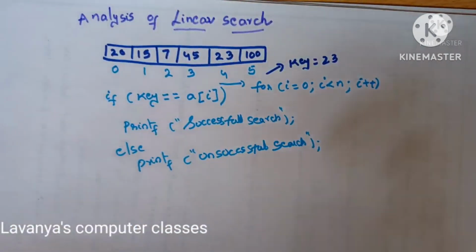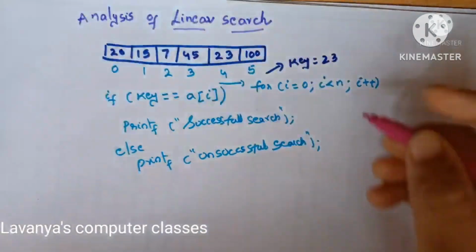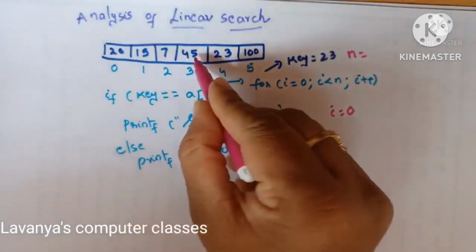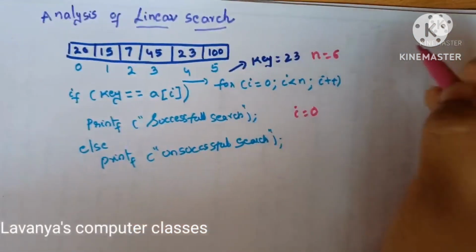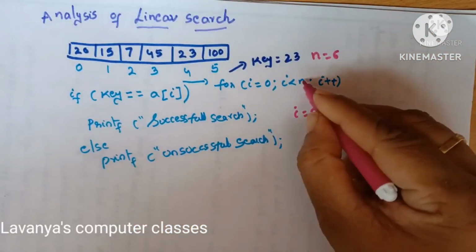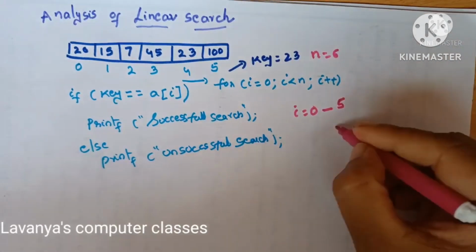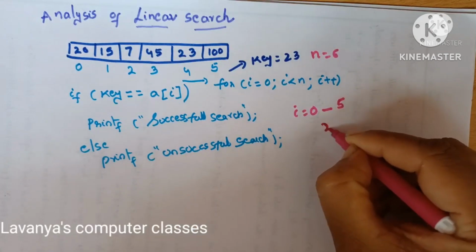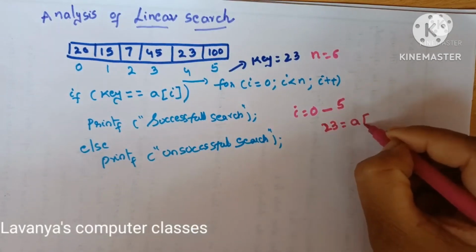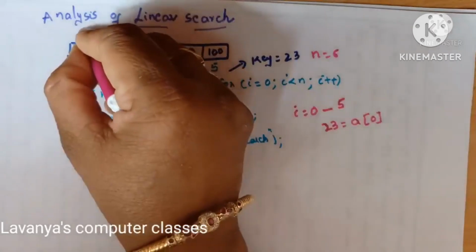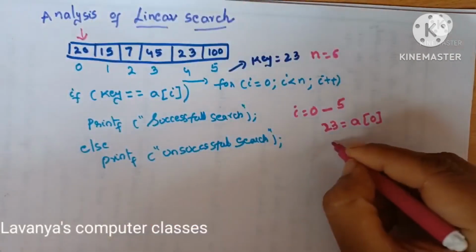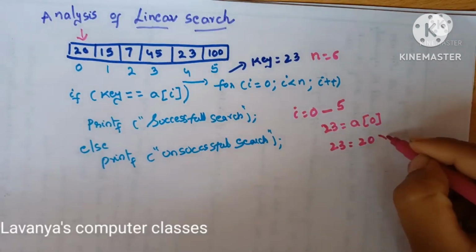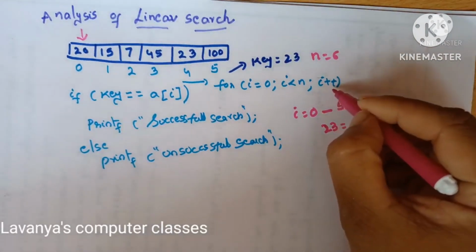So for example, what is here? Loop I value starting from 0. What is n here? n equal to 6 elements. So I value goes from 0 to I less than n. What is the key element? Key element is 23. So first, key 23 is equal to a of 0. What is a of 0? A of 0 means 20. So 23 equal to 20, is it true or not? It is false.